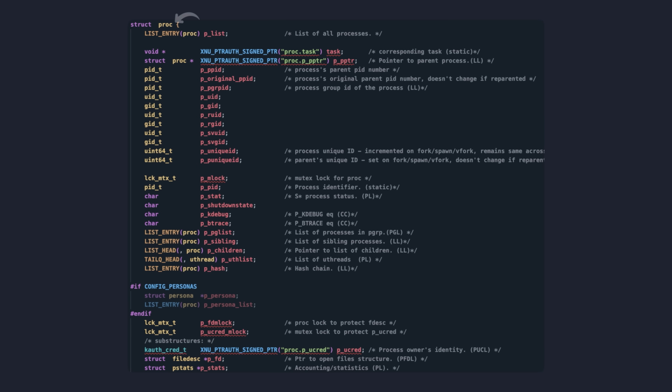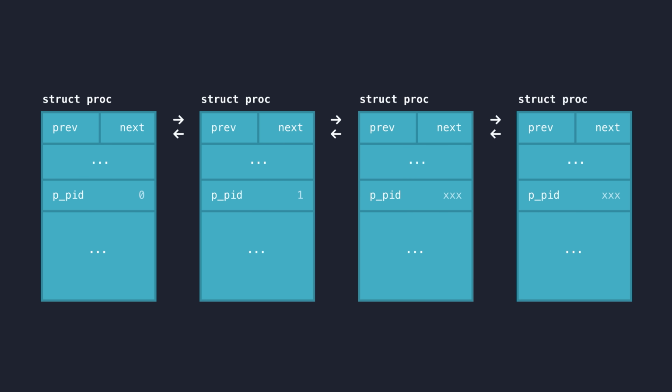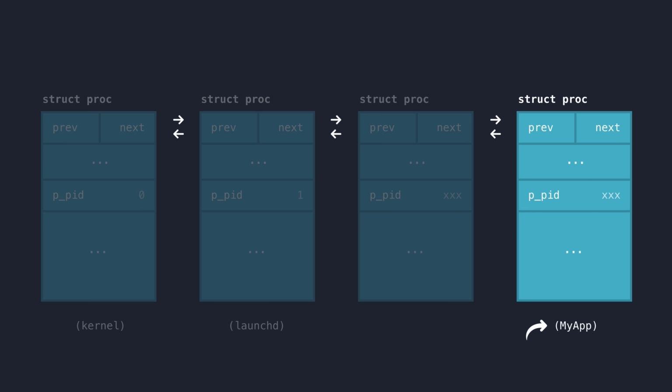Firstly, all running processes on iOS are represented by a proc structure in the kernel. The kernel stores all of these proc structures in a doubly linked list, and you can traverse this to find a given proc structure by starting at the kernel's own proc and then following the next pointer, checking the process ID of each subsequent proc along the way. We can do this and find the proc structure for our app that's running on the device.